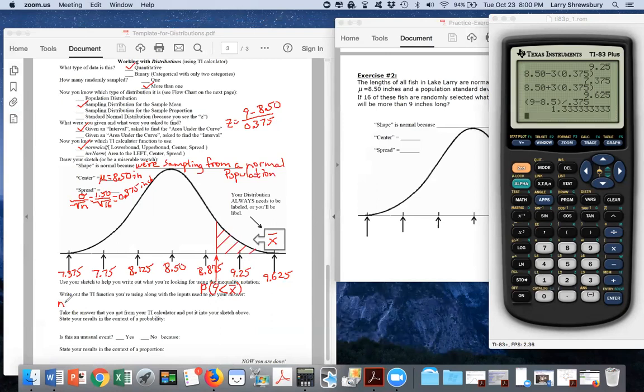Now the function we're going to use, like we said, is normal CDF. And I'm going to use my sketch because all the numbers I need to put in here are right here in my sketch. 9 is the lower bound. This time I'll do the 1E99, which I didn't do last time. And then put in your center of 8.50. And because you did all this work, you're going to put in the correct spread, the standard error, which is 0.375. There, you got all your work shown.